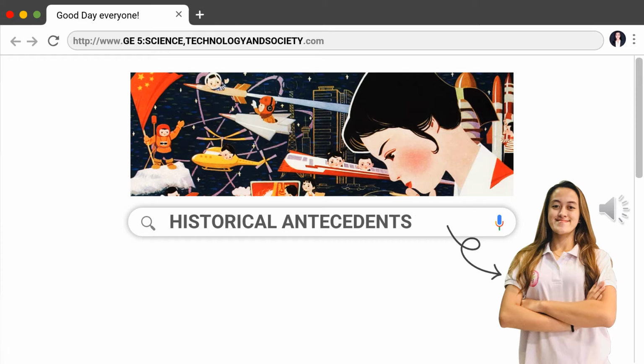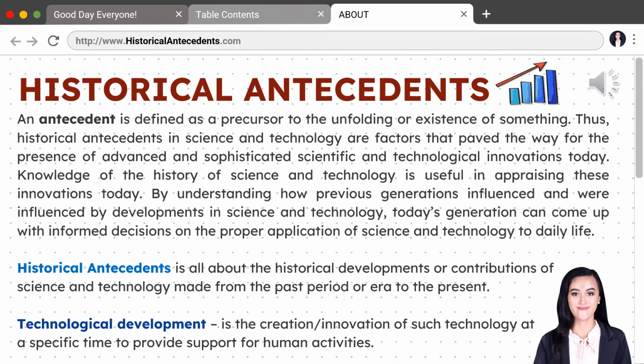In this presentation, we are going to tackle the historical antecedents of science and technology. One of the key interests of science and technology and society as an academic field is the history of science and technology.